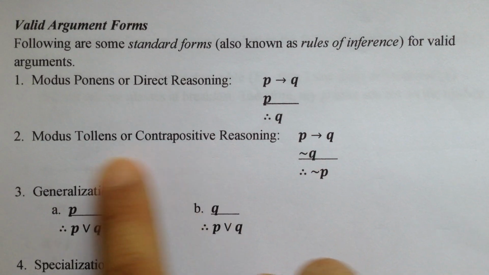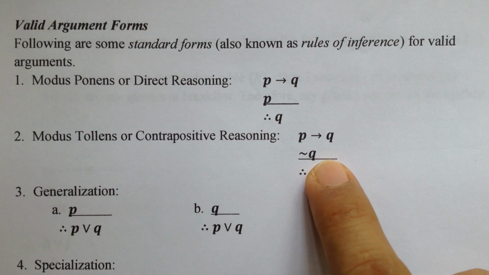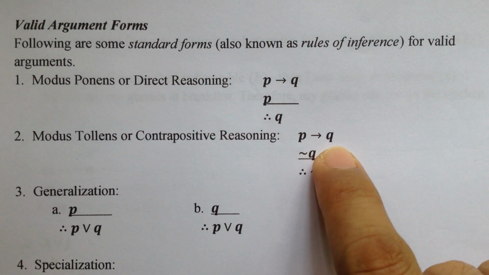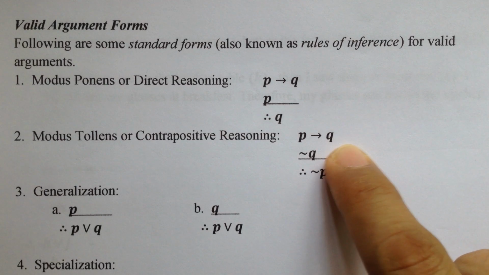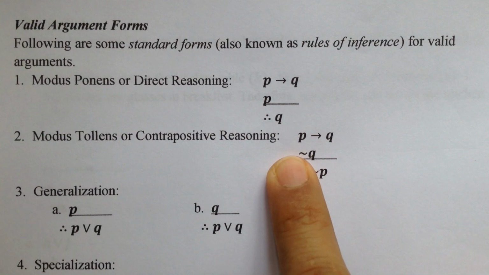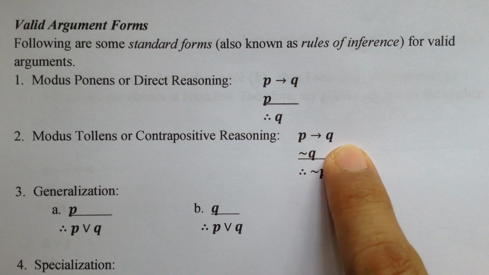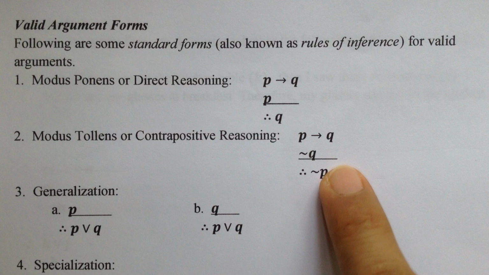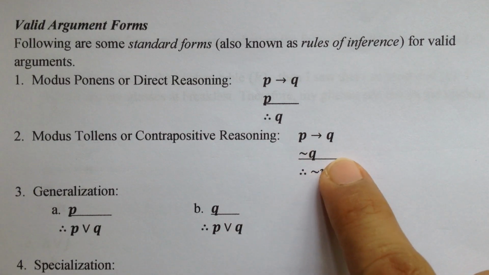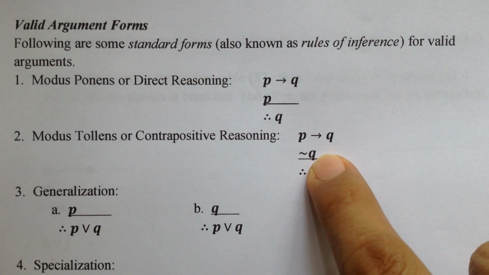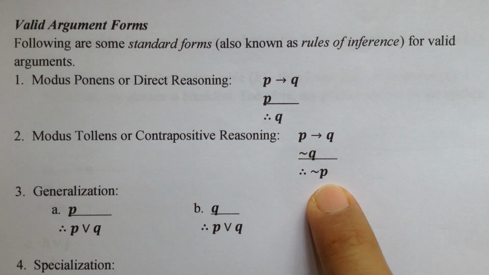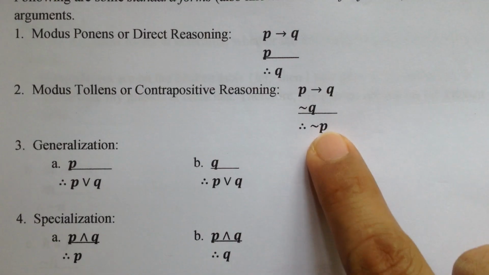You call this modus tollens, or contrapositive, because remember, if you have P implies Q, the contrapositive of that is negation of Q implies negation of P, which has the same truth value as P implies Q. So using contrapositive, when negation of Q is true, that means that the negation of P is also true.